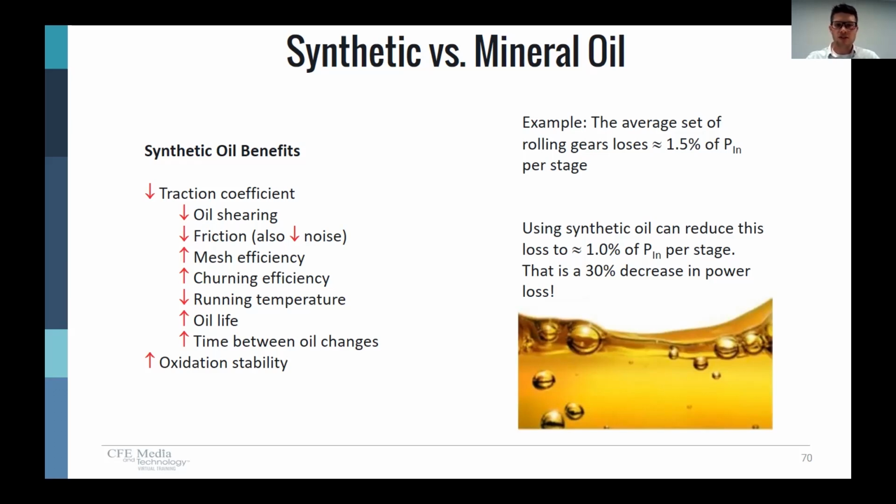Well, how much does it increase our efficiency? Well, we were talking about rolling contact gears just a couple of seconds ago. We said about 1.5% of power loss per stage. Well, if we use synthetic oil, we can get rid of about 30% of those losses. So we can reduce the amount of loss per stage from gearing down to 1% per stage. And that's pretty significant, a 30% reduction in gear friction losses per stage.